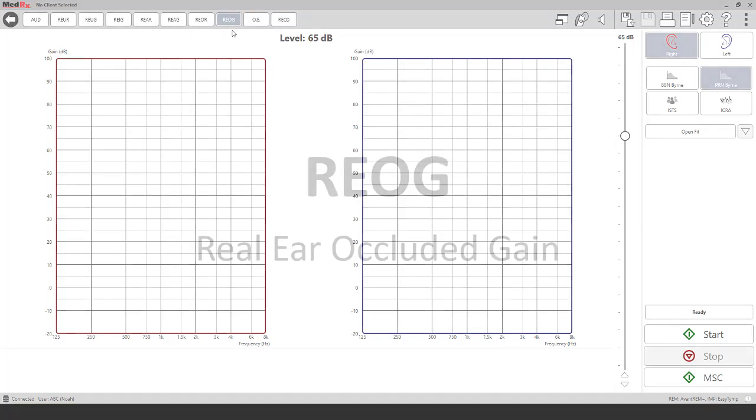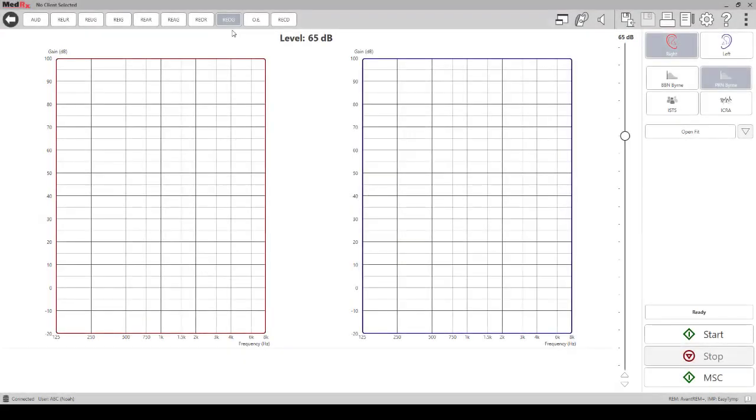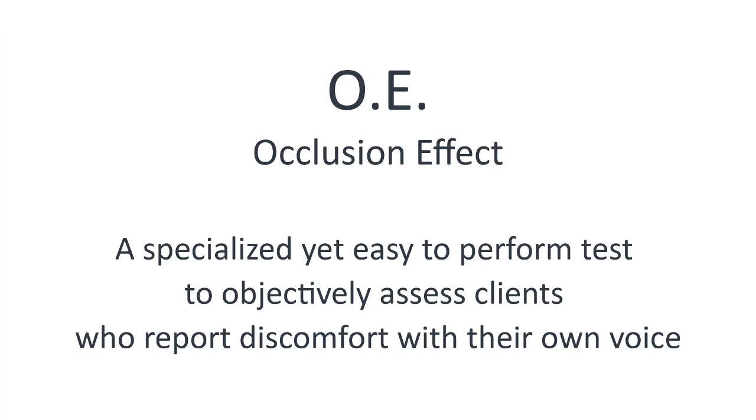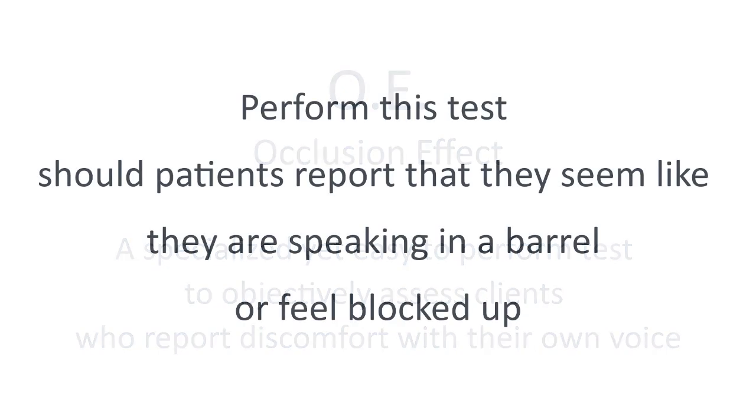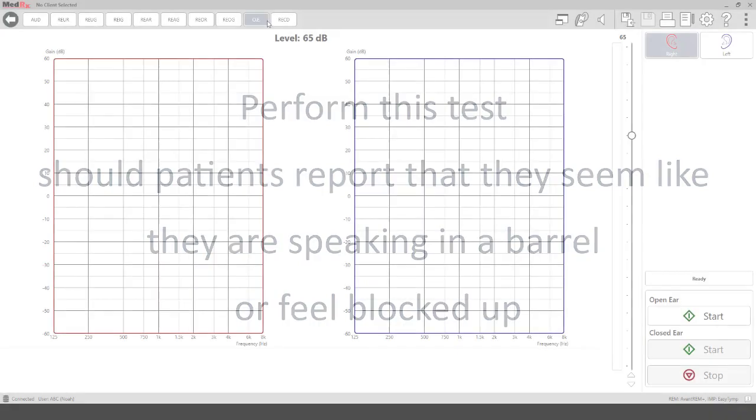REOG, RealEar Occluded Gain. Click on this icon to view the REOR measurements in gain rather than SPL. OE, Occlusion Effect. The occlusion effect is a specialized yet easy to perform test to objectively assess clients who report discomfort with their own voice. Perform this test should patients report that they seem like they are speaking in a barrel or feel blocked up.